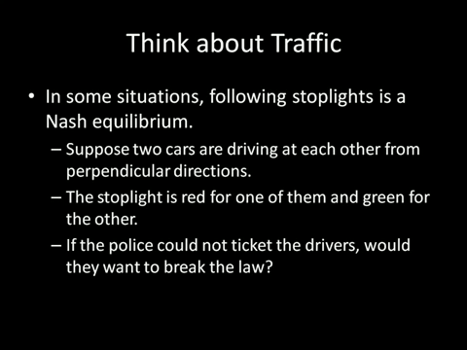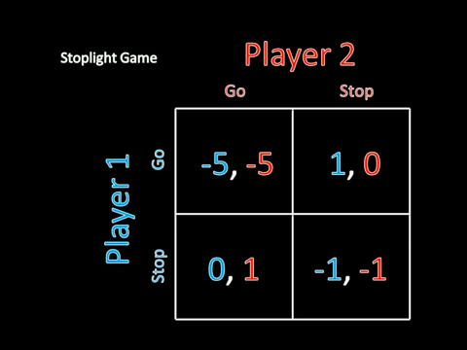We can verify this by looking at the matrix, and here it is on your screen. Both players can either choose to go or stop, and if they both go, then they crash into each other, and that's a really bad outcome for both of them. If they both stop, then it's sort of awkward because they're going to be sitting there waiting for the other one to go and trying to coordinate that, and it's a big mess.